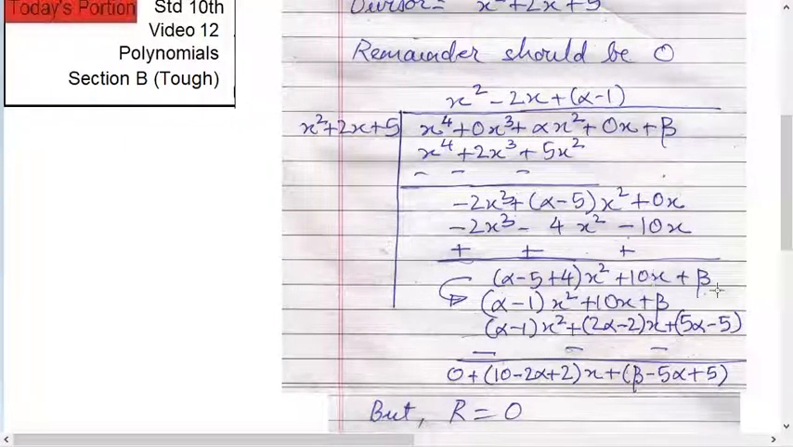And now bring down beta, this beta. Okay, solve this now. Alpha minus 1 into x square, this becomes, right? This becomes 10x and this becomes beta.